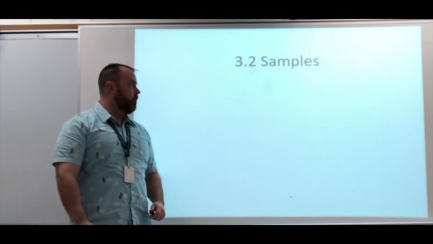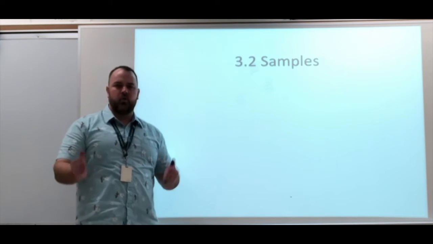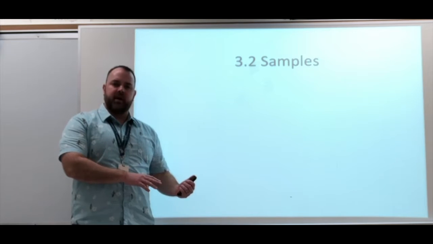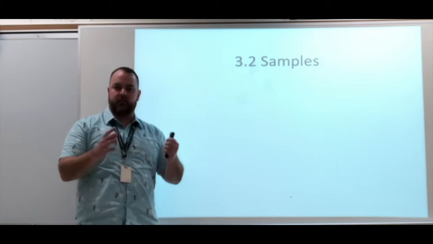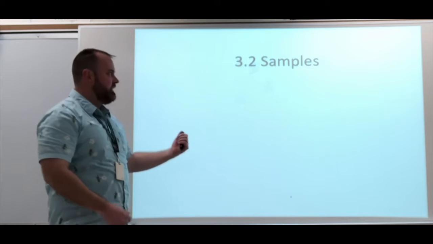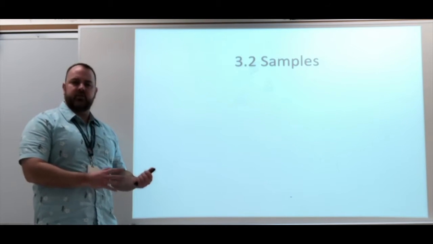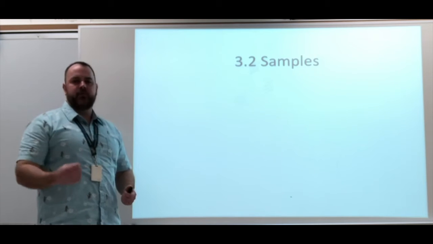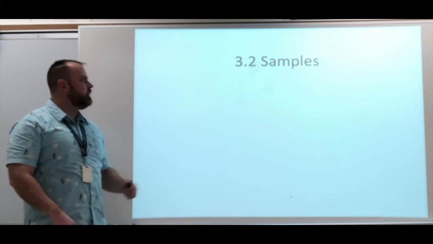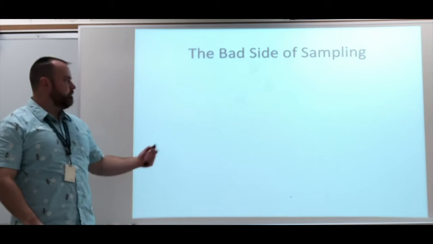Okay, so for the second part of 3.2 samples, in the first part we looked at some methods of sampling, how you can get a sample that represents the population. This time we're going to look at some of the bad things that can happen to your sample, to your results, if you don't take a good sample.